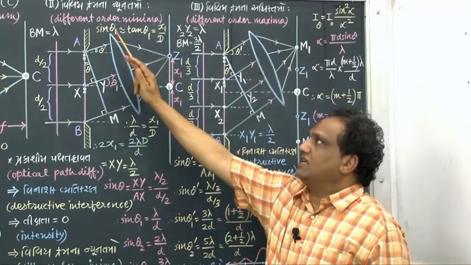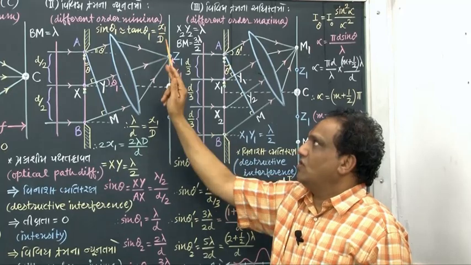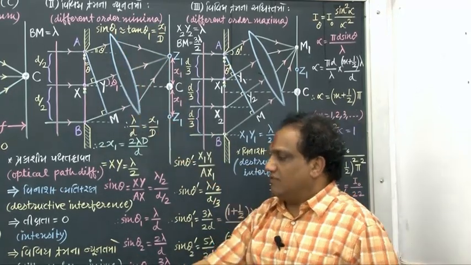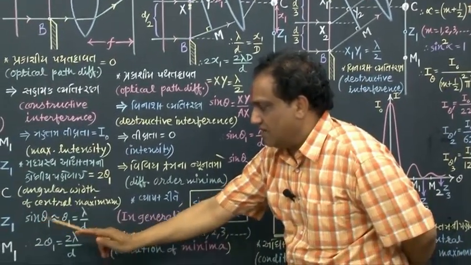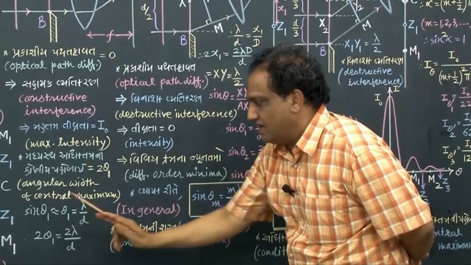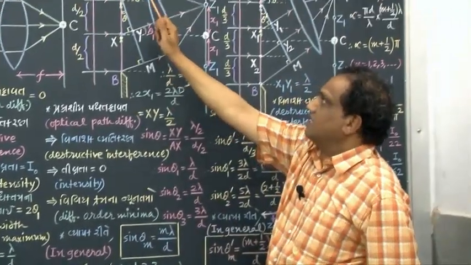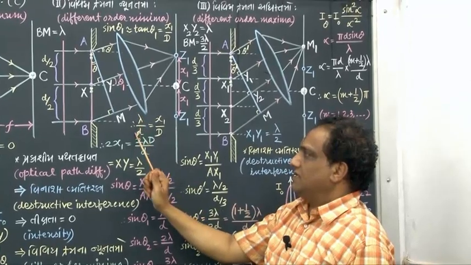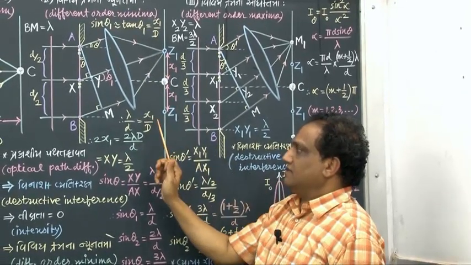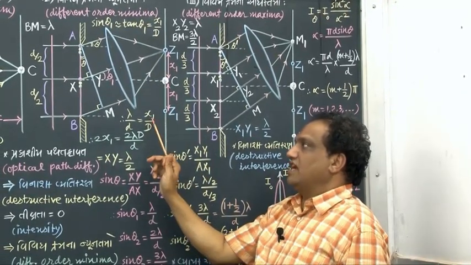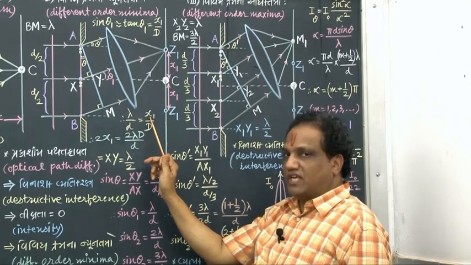So in short, sin theta 1 is how much? x1 upon D. But what is sin theta 1? From here, sin theta 1 is lambda upon d. This sin theta 1 is lambda upon d, correct? And this is x1 upon D as it is. And now just find out 2x1 from here. Find out x1 first.